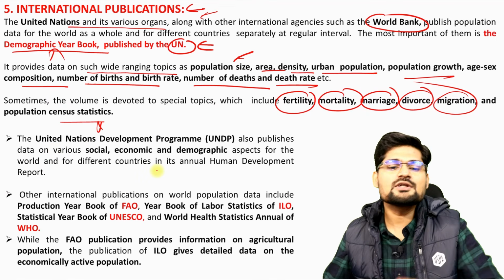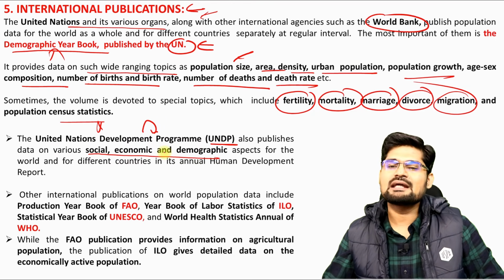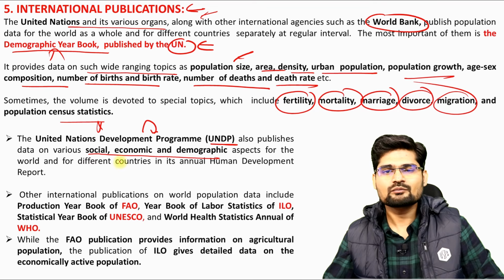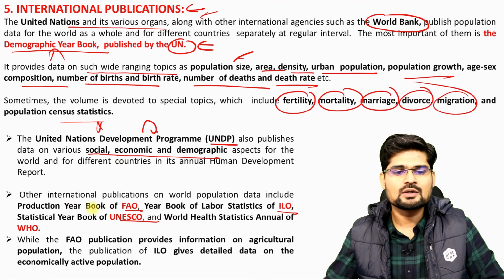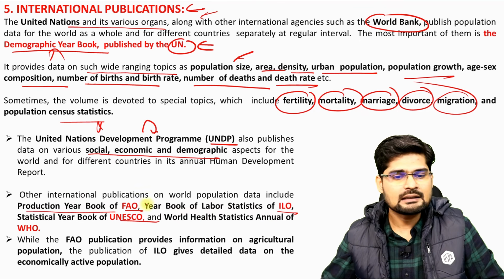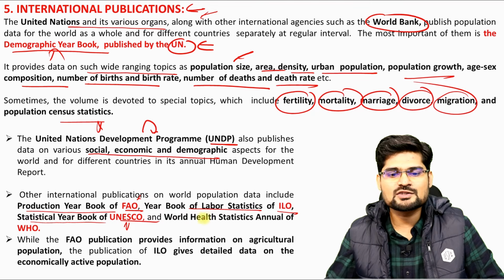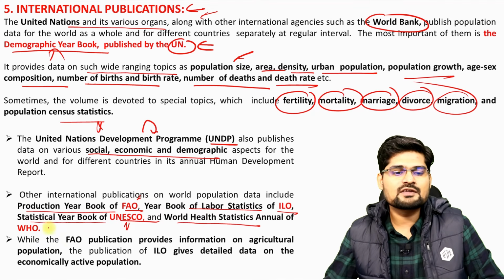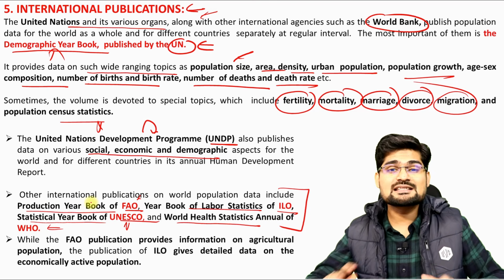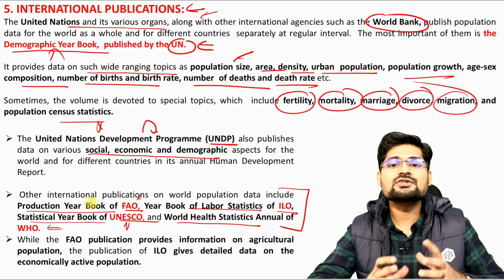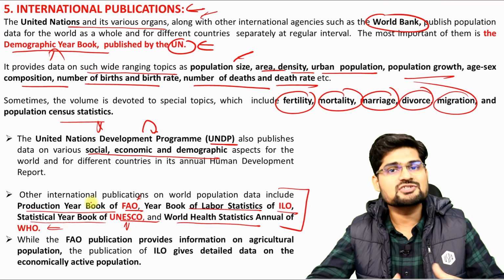Now, apart from the UN, remember UNDP, the United Nations Development Programme, also gives us some data in their annual report, the HDI, or we say HDR report, and then we have FAO, UNESCO, and ILO. So the production yearbook by FAO, the Yearbook of Labour Statistics, the Statistical Yearbook of UNESCO, and the World Health Statistics of WHO are very famous, and they give us world data as well. So this is the fifth pillar of the source of population data at the world level, that is international publications.